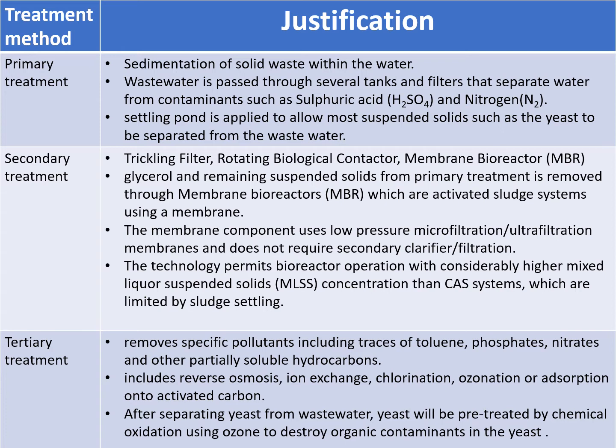The tertiary treatment usually removes specific pollutants including phosphates, nitrates, and other partially soluble hydrocarbons. For our plant, it removes toluene. Tertiary treatment includes reverse osmosis, ion exchange, chlorination, ozonation, or adsorption onto activated carbon.